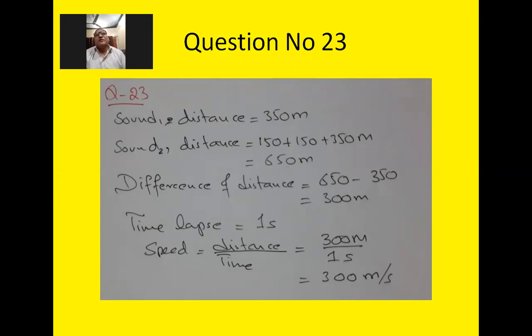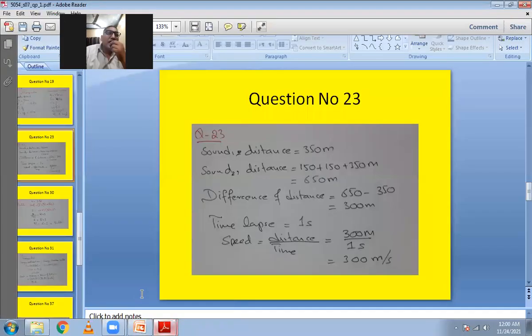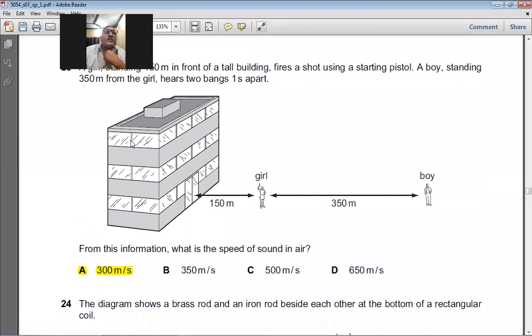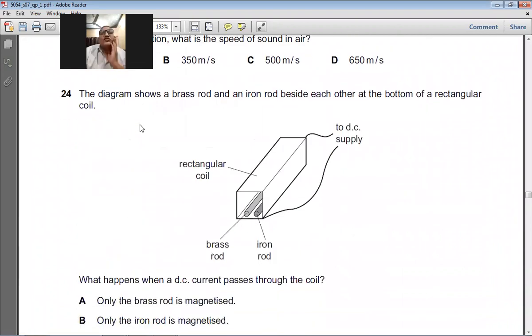The time lapse between both the bangs the boy heard is 1 second. So it means that the sound took 1 second to cover 300 meters. So the speed of the sound is distance traveled divided by time. So that's 300 meters divided by 1 second, and that will be 300 meters per second. So question number 23, 300 meters per second. So A is the choice. I think we have checked the answer, and I hope you can understand this question.